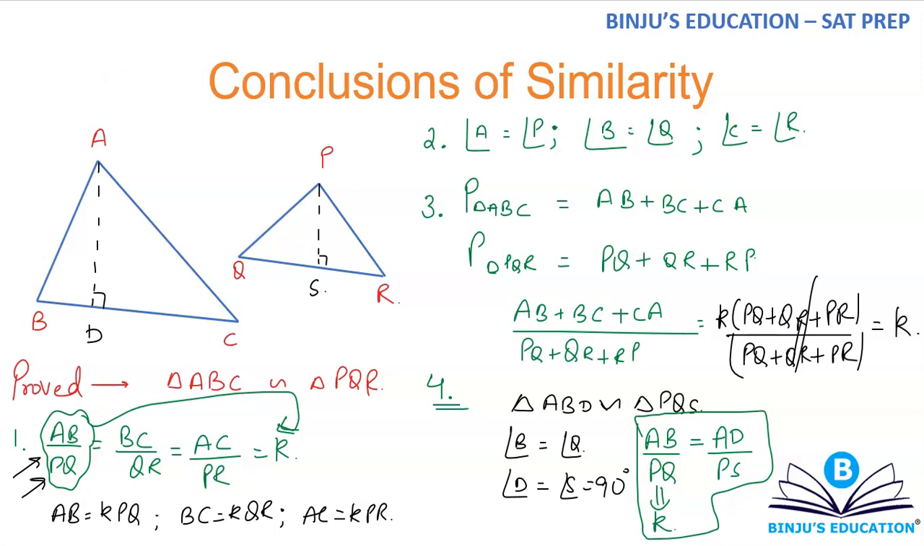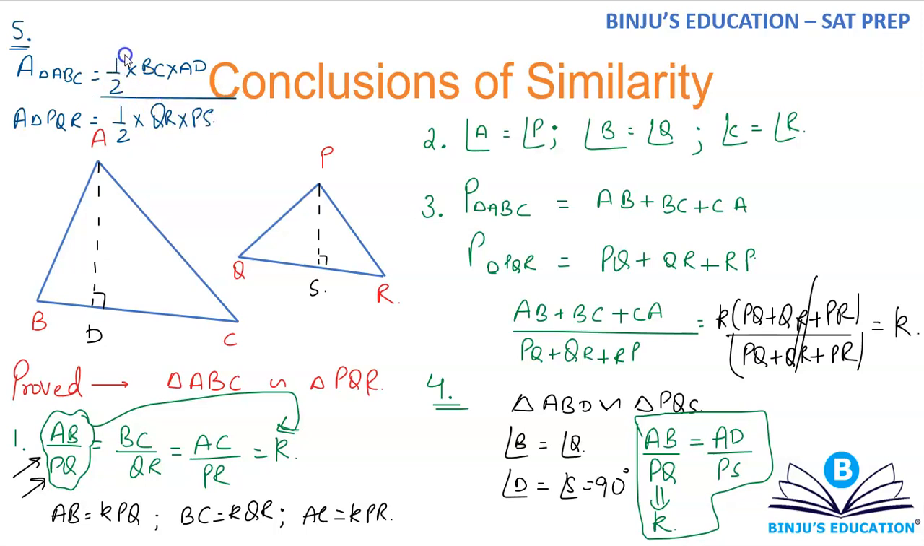Okay, one last conclusion. If the sides are in the ratio K, then the area is in the ratio of K square. Now what is the area of a triangle? Half into base into height. I'm writing my fifth point up here. The area of triangle ABC is half into BC into AD. And the area of triangle PQR is half into QR into PS.